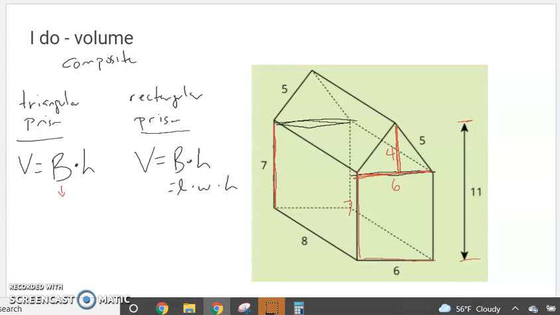So let's start with the big base. The area of the triangle is the base times the height divided by 2. So that's base 6 times height 4. That's 24 divided by 2. Don't forget to divide by 2.